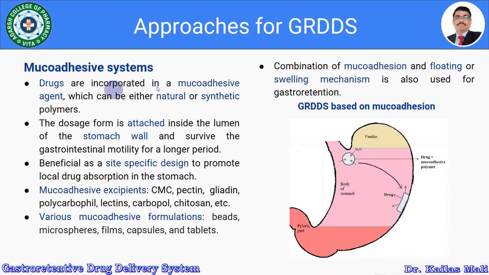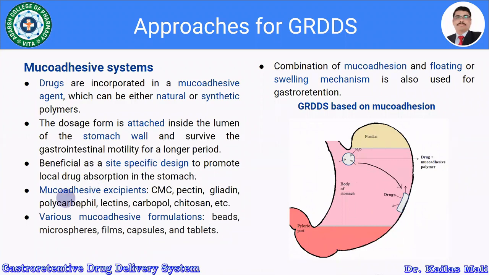So drugs are incorporated in a mucoadhesive agent, which can be either natural or synthetic polymers like carbopol, or natural polymers like sodium alginate. The dosage form is attached inside the lumen of the stomach wall and survives the gastrointestinal motility for a longer period. It is beneficial as a site-specific design to promote local drug absorption in the stomach.